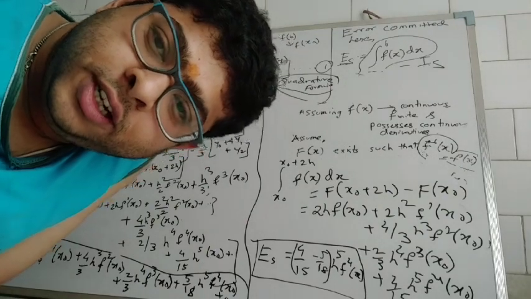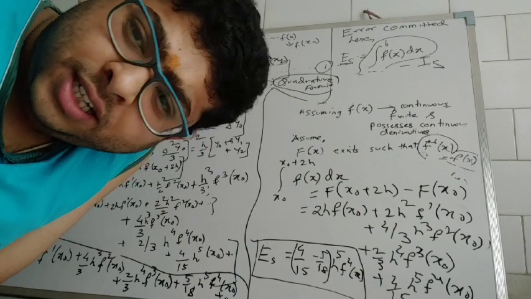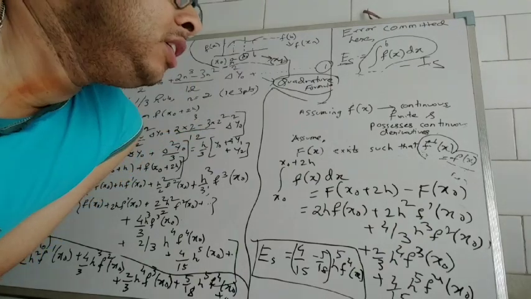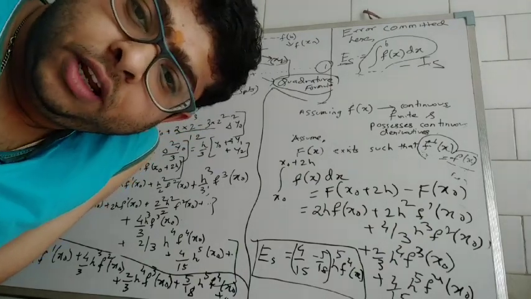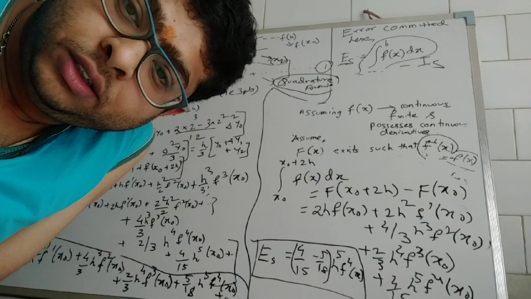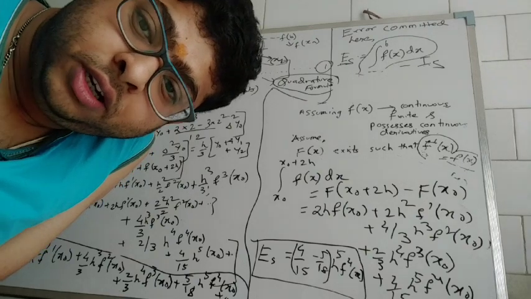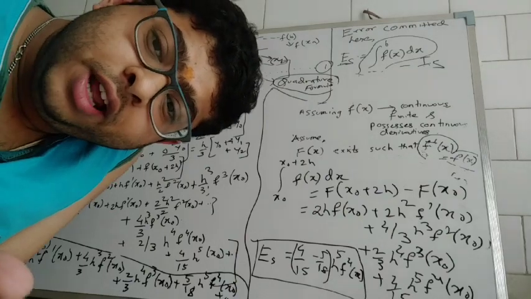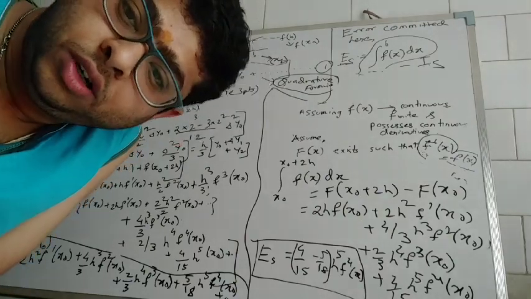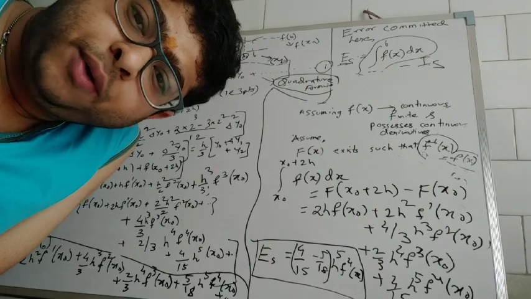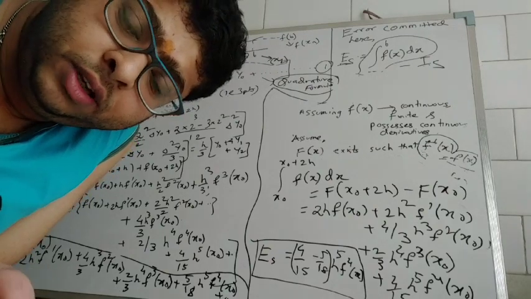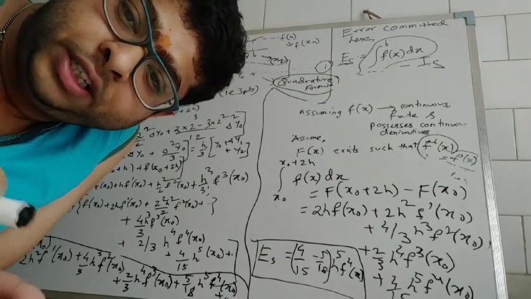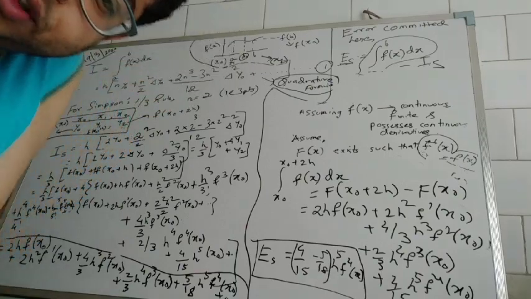Hello students, in the last class we derived an expression for the error for the trapezoidal rule. Today we will be doing the same thing but for Simpson's 1/3 rule. Our starting point will remain the same. That means we will start from the quadrature formula.